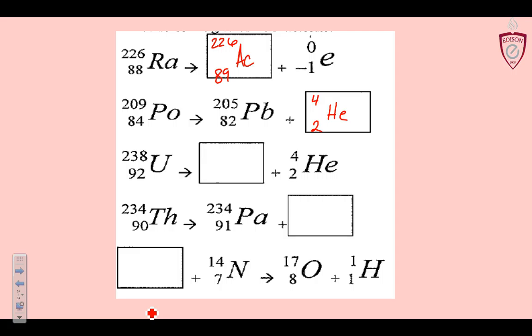Right. They really are. Again, doing the math, I've got a 92 for uranium. It's going to go to a 90. The 238 is going to go to a 234. Looking up 90, isn't that Th? Thorium. There you go. And now I'm at 90 Th going to a 91. If I'm going from 90 to 91, I've got to have a negative one on the other side. Instantly, it tells me beta particle. Yep.